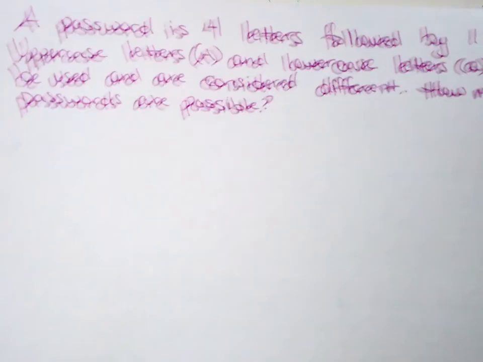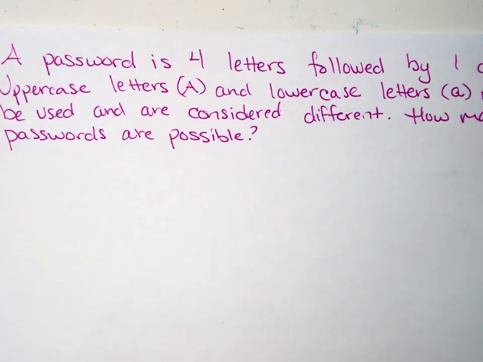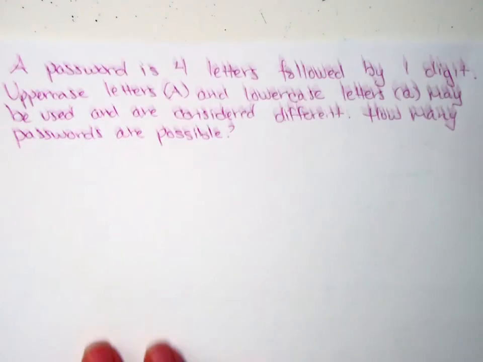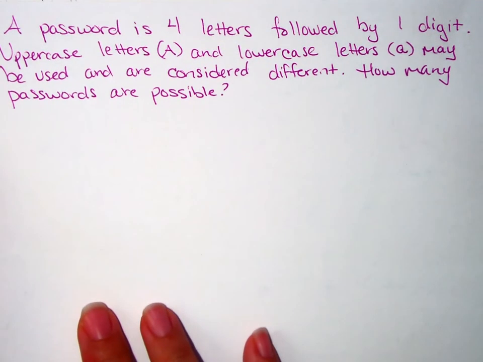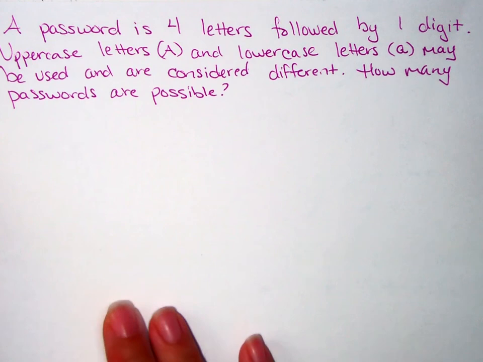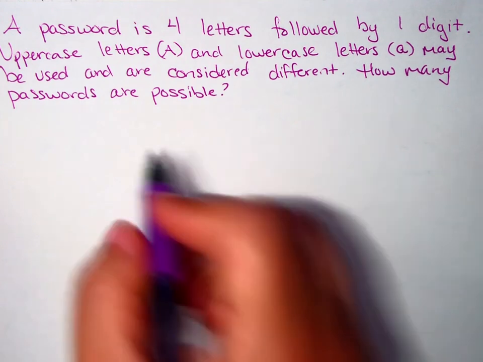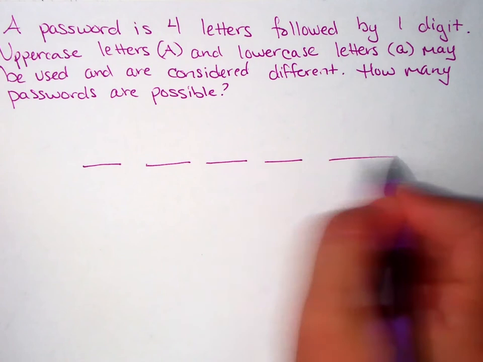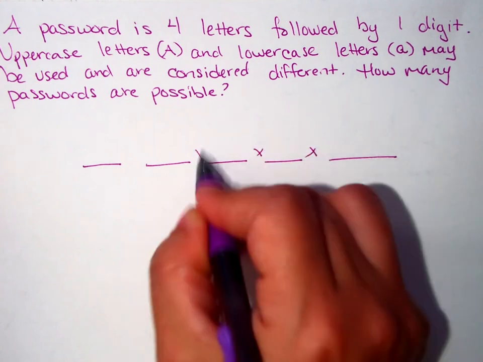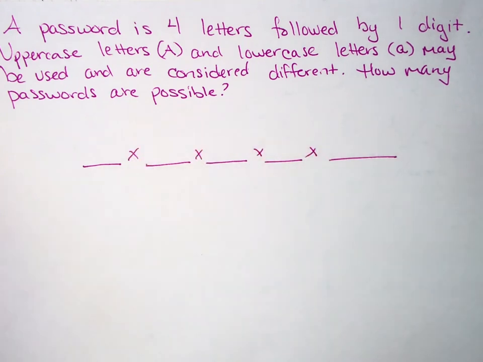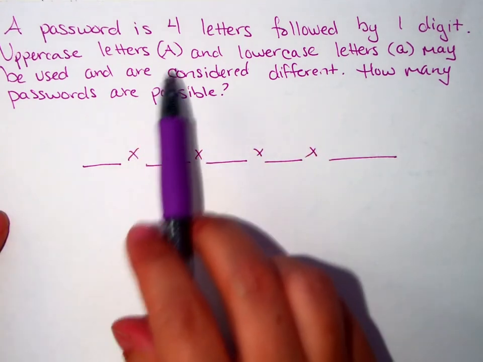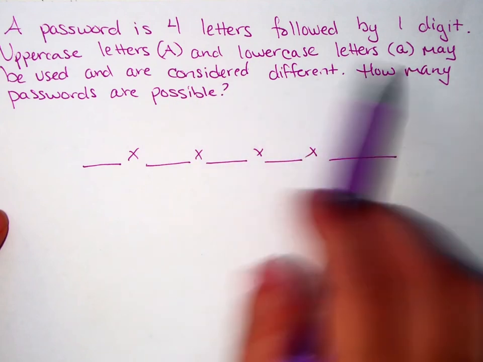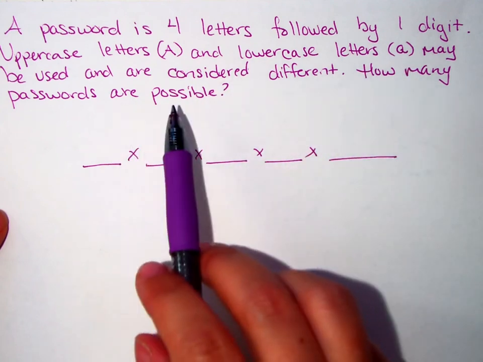Our next example. Let's zoom out a little bit so we can get it all. Okay, so a password is 4 letters followed by 1 digit. So right away, 4 letters, 1 digit, and you just put your multiplication sign in between. Uppercase letters A and lowercase letters, little a, may be used and are considered different.